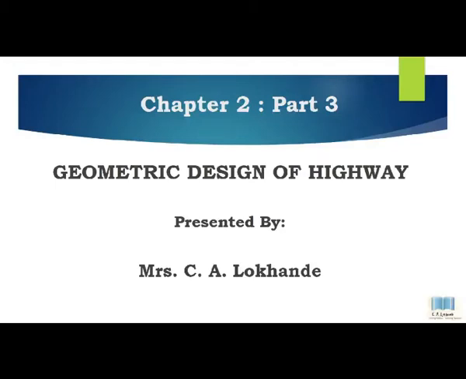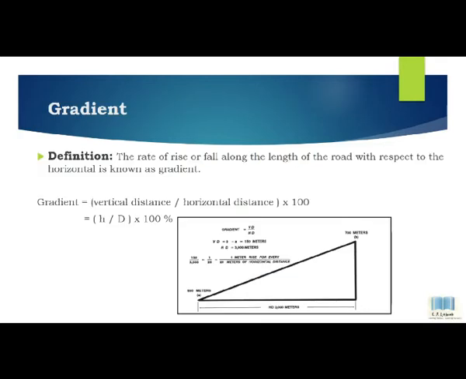In the last video, we discussed camber and the types of camber: composite camber, straight camber, two straight line camber and barrel camber. Then the design speed and the IRC specification for design speed. Now in today's video, we will discuss gradient and types of gradient. So let's start the video.